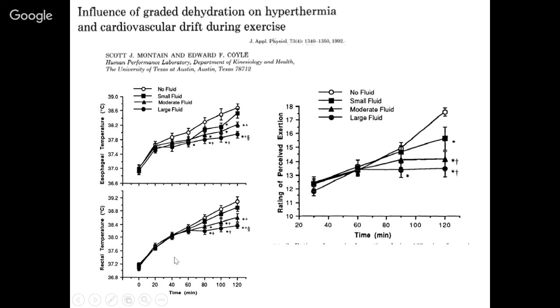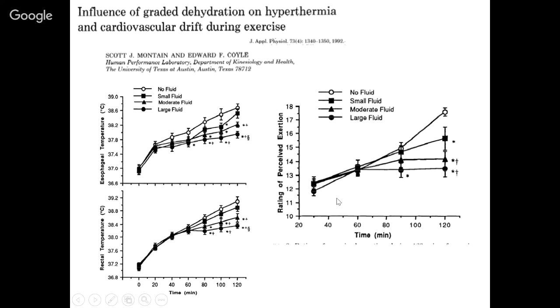But the whole point being here, you can see in all groups, temperature is going to rise over time. We know that's going to happen if we're exercising in a hot environment. But the group that drank the least got significantly hotter than the others. And you can see there's sort of a dose response there, particularly when we get out over an hour. You can see that core temperature goes up more in groups that drink less. Okay.